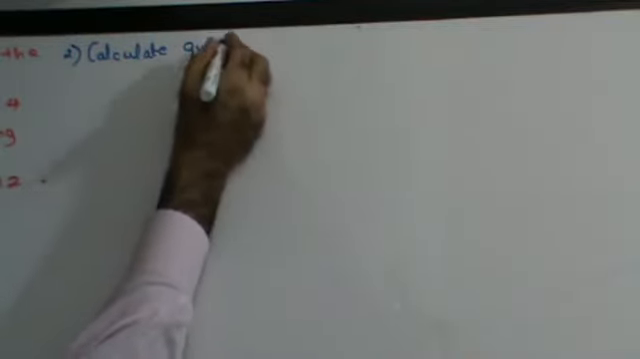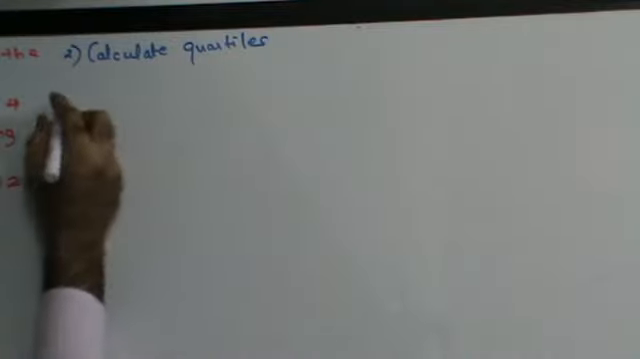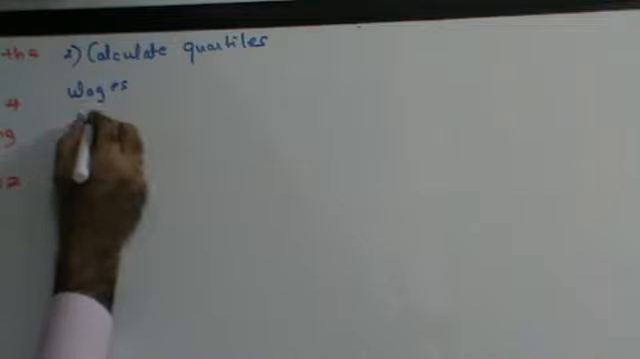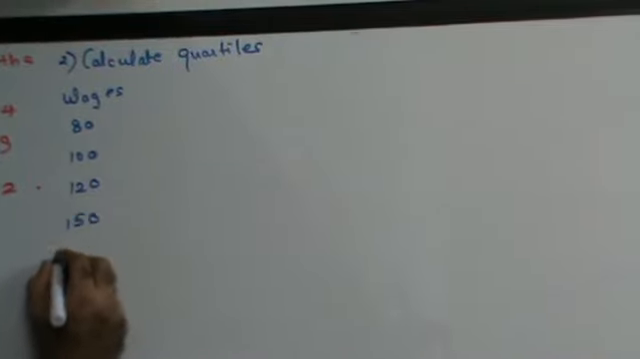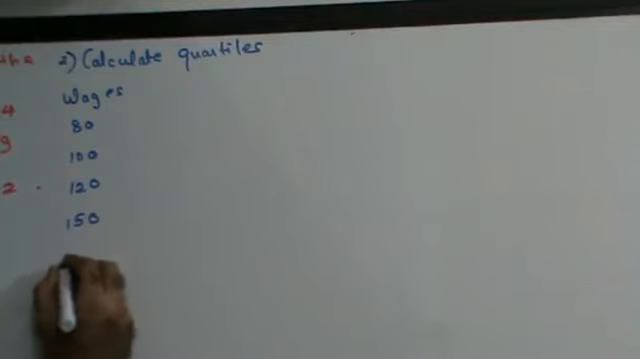Suppose I have grouped data, then how do I find out quartile? Let's see another sum. Calculate quartiles. The data given to you is wages: 80, 100, 120, 150, 200, 250, and number of workers.